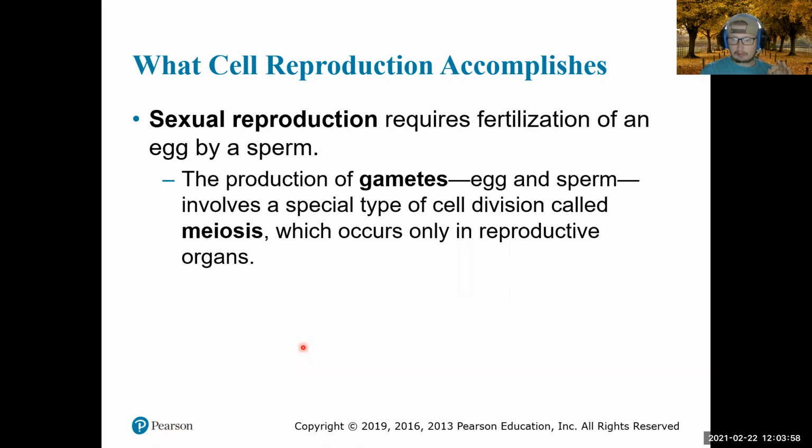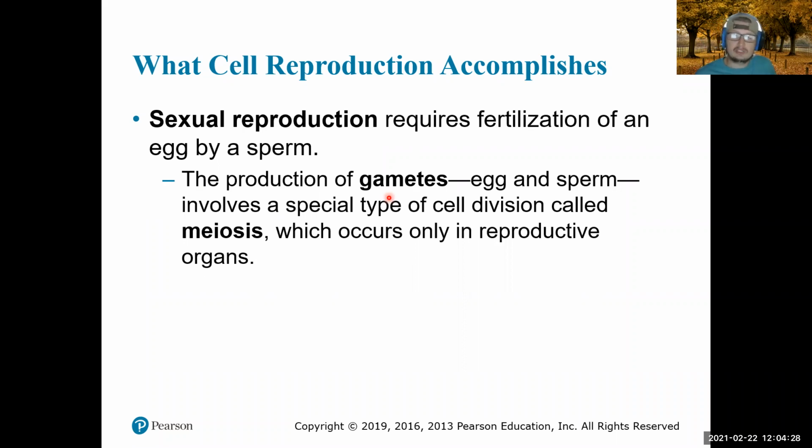The next kind of reproduction that organisms can have is sexual reproduction. And this is where you actually require an egg and a sperm for fertilization. And these egg and sperm are what we refer to as gametes. And gametes are formed through another type of cell division process. But this cell division process is not mitosis, instead it's meiosis.